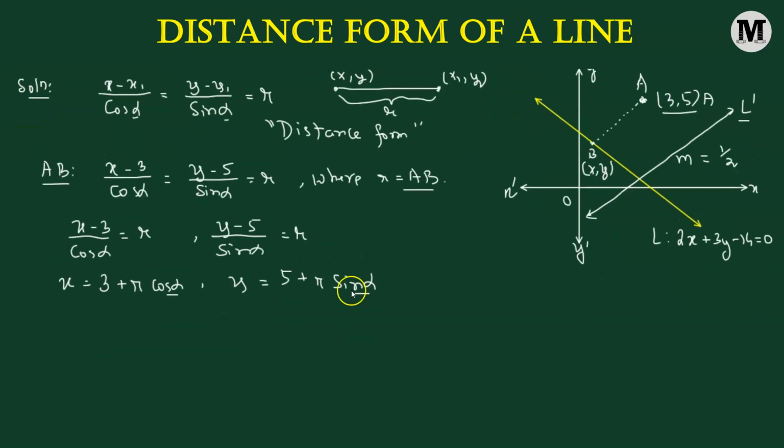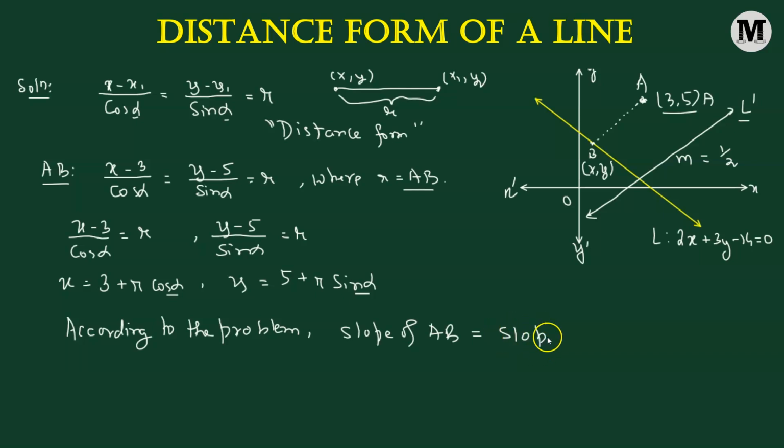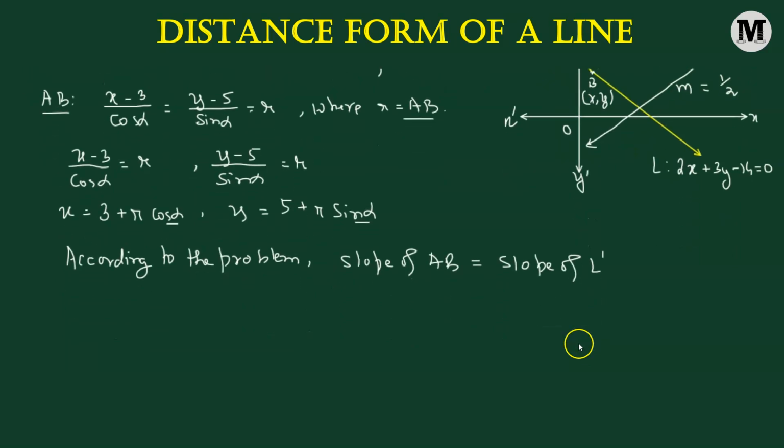So here we can say that according to the problem, the slope of AB is going to be equal to the slope of the line L prime. Now the slope of L prime is given to us, so that is equal to 1/2. Now the slope of AB is also defined as the tangent of the angle alpha, where we are considering alpha to be the angle that the line segment AB makes with the x-axis.